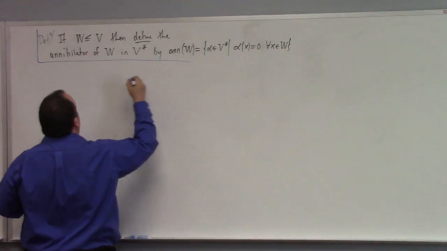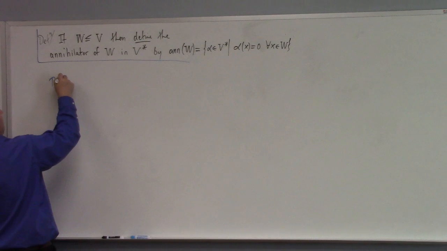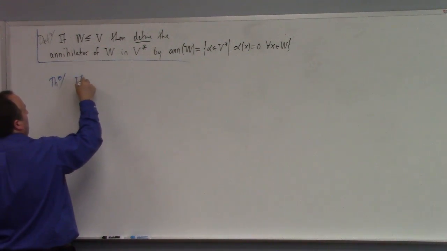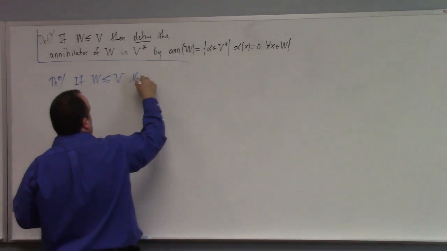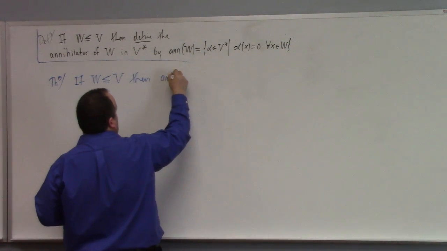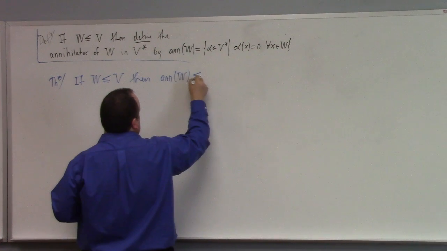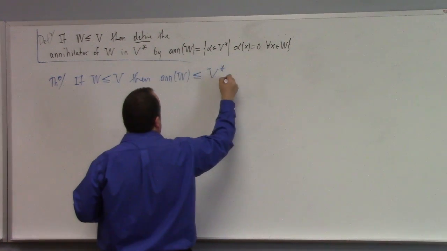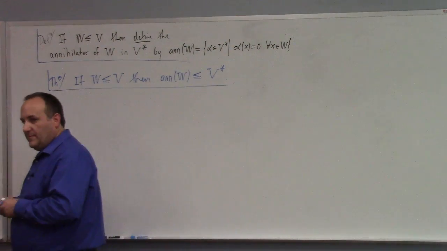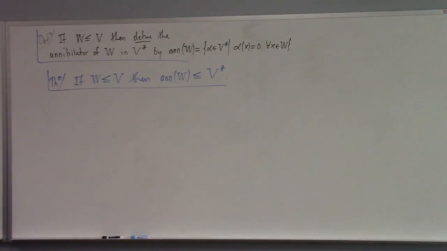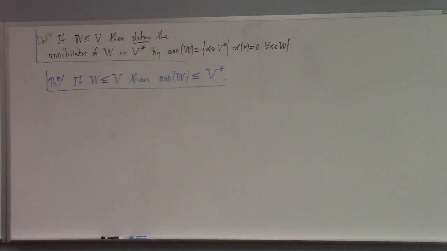Now, theorem. If W is a subspace of V, then the annihilator of W is in fact a subspace of V dual. Technically that's part of one of your homework problems, so it would be good for you to write this up in the homework problem where I ask you something about annihilator subspaces. This is the first thing I would prove in that homework problem. Okay?